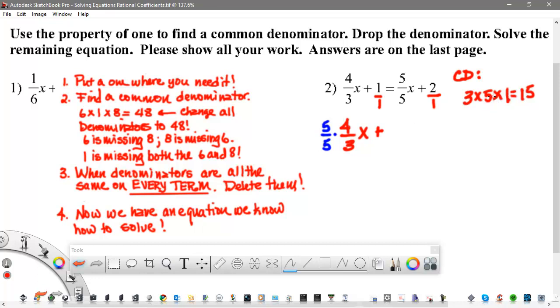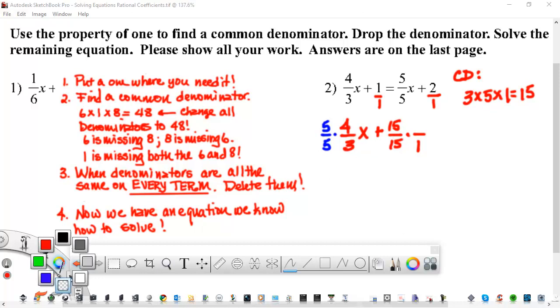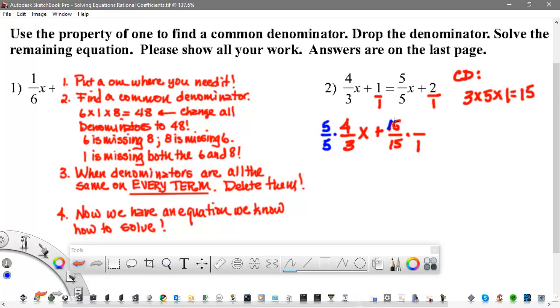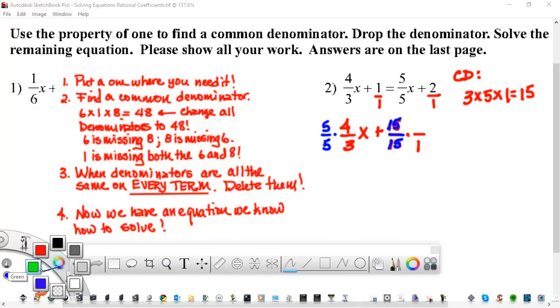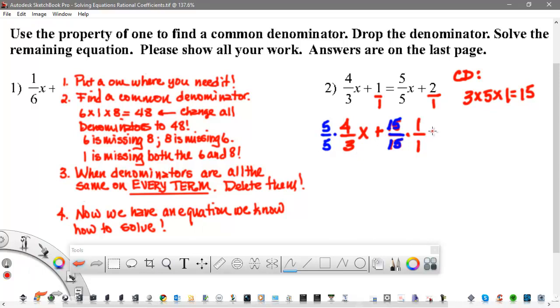We know that 1 times 3 times 5 gives me 15, so that 1 is missing a 15 on the top and a 15 on the bottom. I know that 1 times 15 is 15 to get the denominator to 15, and to make sure that I'm multiplying by 1, I have to do it on the top as well. I'm going to change this to blue because I want to show the changes that I make in blue. Do you see where I'm multiplying by 1, multiplying by 1? And again, 1 doesn't change anything, right? And then this will give me the 1x.